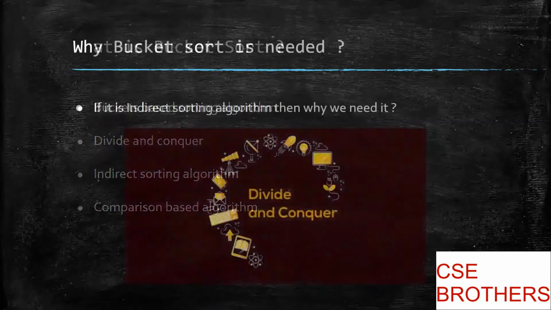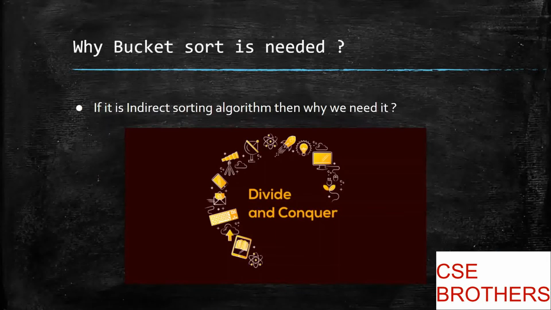One question arises here: if bucket sort is not a direct sorting algorithm, then why do we need it? So let's take an example. Suppose we have an array of size 10, and we want to sort it using some sorting algorithm. Let's assume that we are using bubble sort, whose time complexity is order of n square. So to sort input data of 10 elements, approximately 100 iterations would be required.